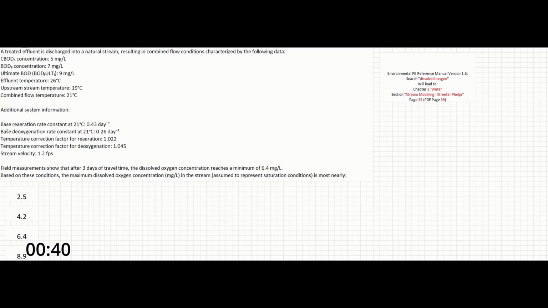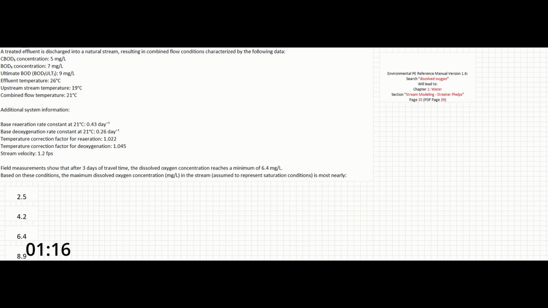Additionally, the base reaeration rate constant at 21 degrees Celsius is 0.43 days to the minus 1. The base deoxygenation rate constant at 21 degrees Celsius is 0.26 days to the minus 1. The temperature correction factor for reaeration is 1.022, and the temperature correction factor for deoxygenation is 1.045. The stream velocity is 1.2 feet per second.